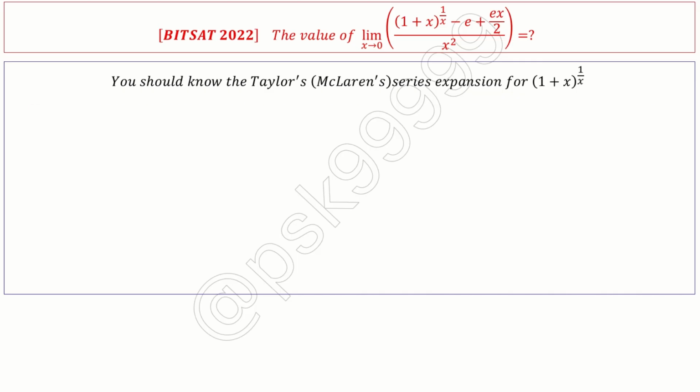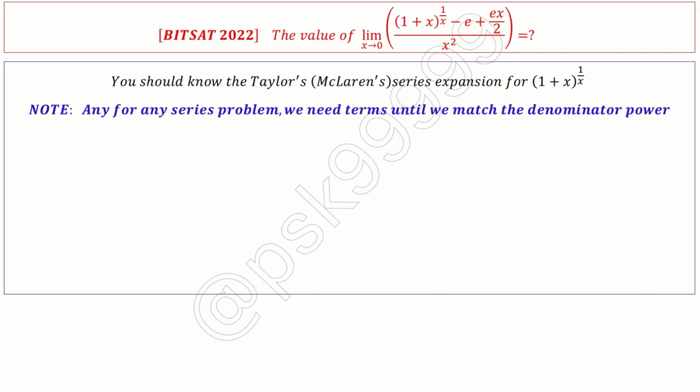Okay, so the Taylor series for this, (1 plus x) whole to the power of 1 by x, is e minus e by 2 x plus 11 e by 24 x square, and it keeps going on with x cube and so on. So one important thing you should know is how many terms you should take. Okay, so you should take as many terms as the highest power in the denominator.